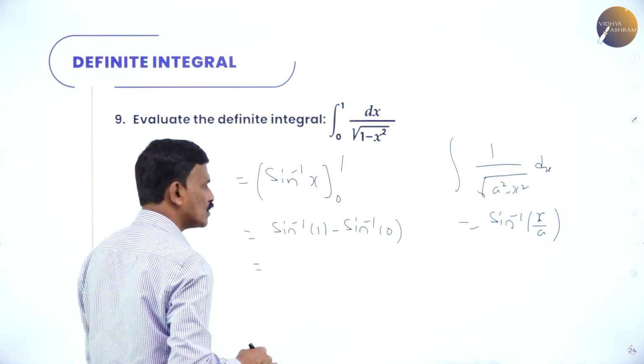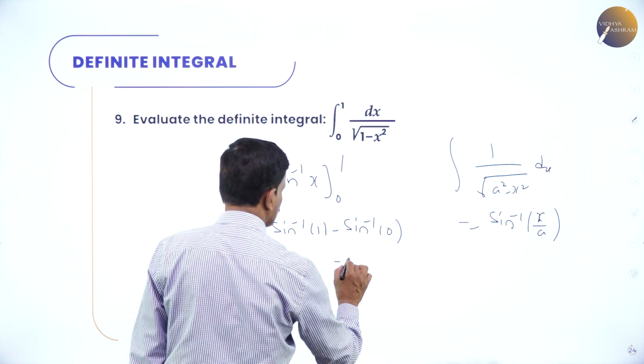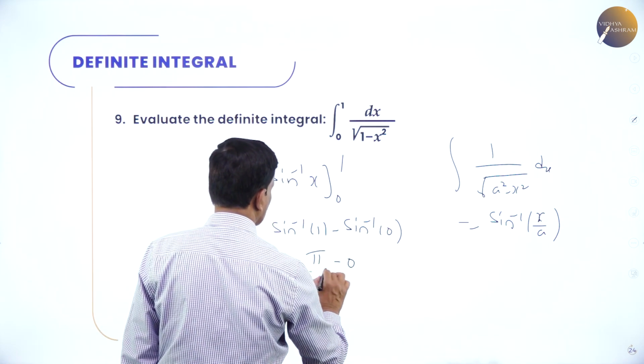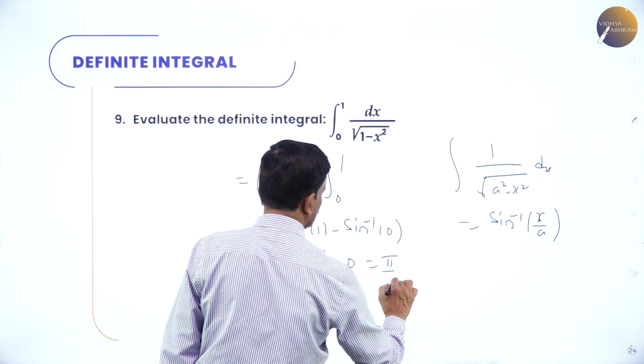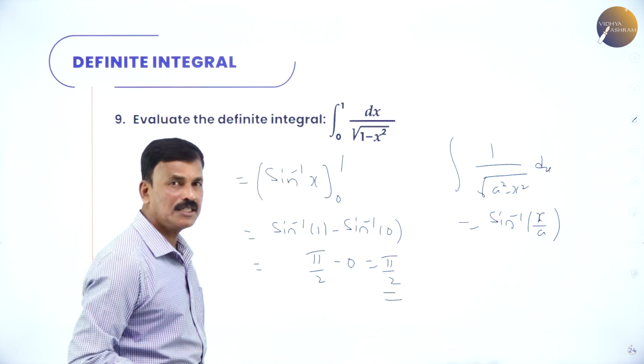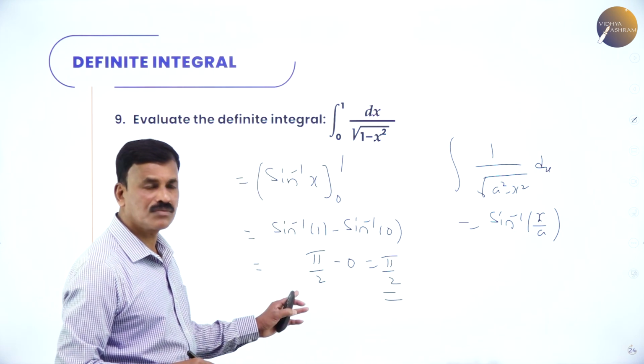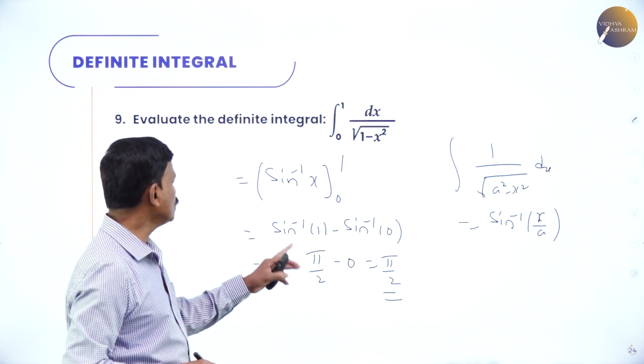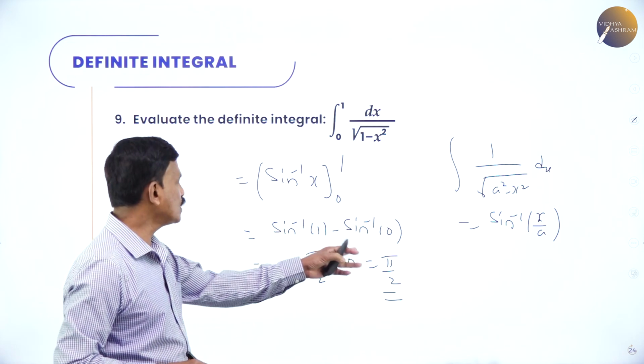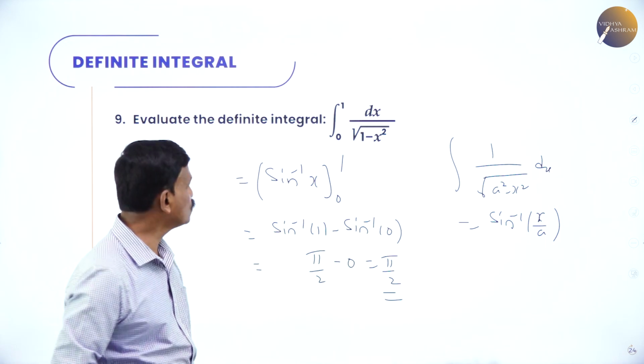What is sin inverse 1? What is sin inverse 0? Sin 0 is 0. Sin inverse 1 is 90 degrees, pi by 2, minus 0 is pi by 2. What is sin 90? Sin 90 is 1. Sin 0 is 0. So sin inverse 1 is pi by 2 minus 0. That's equal to pi by 2.